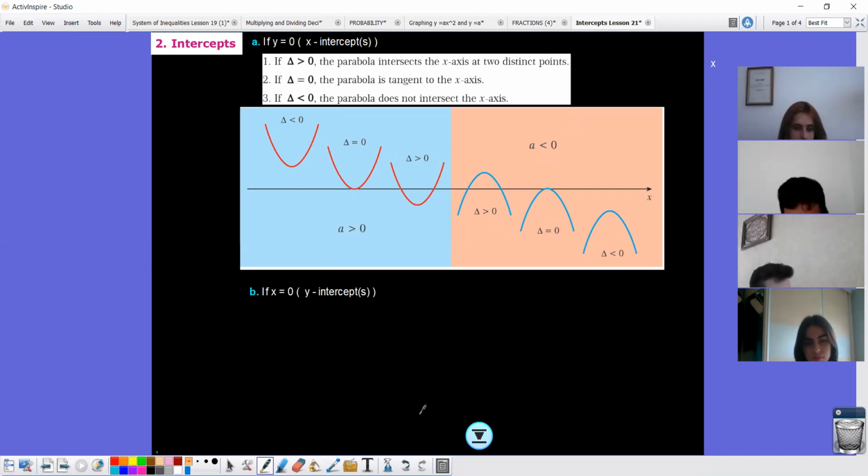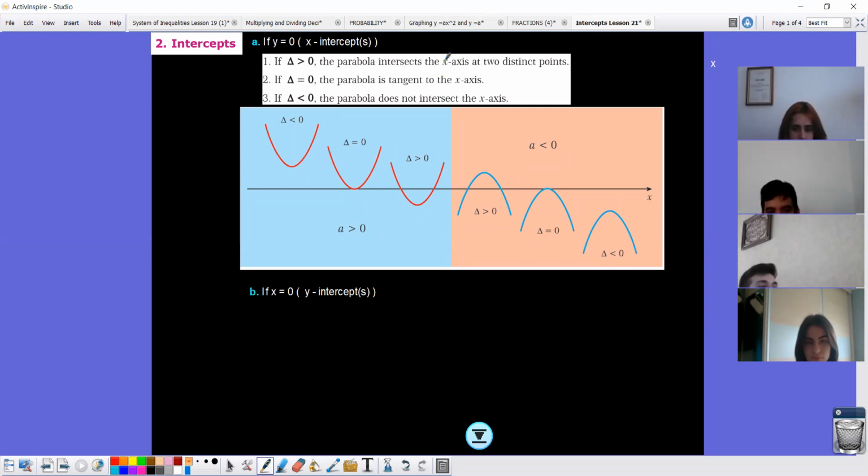The first step to draw a graph of a quadratic function is to find the vertex. Second step is to find the intercepts. Intercepts are the points where the graph cuts the y-axis and the x-axis. If y is equal to 0, you are finding x-intercepts. Writing 0 instead of y, you will find x-intercepts.